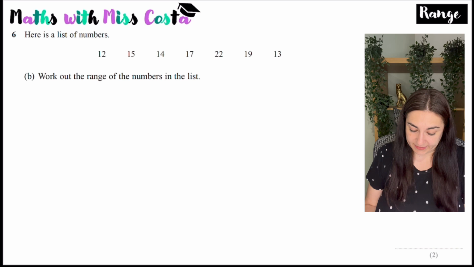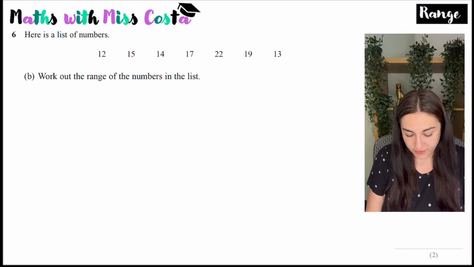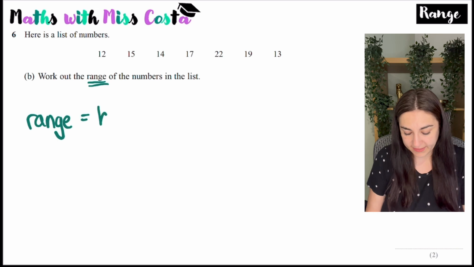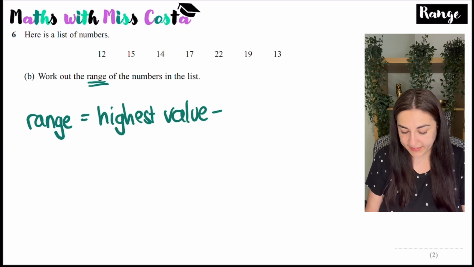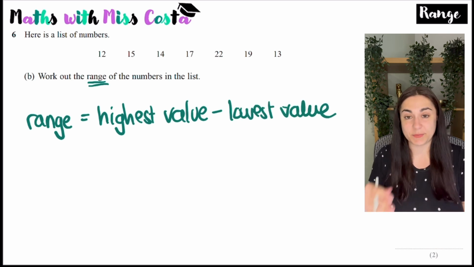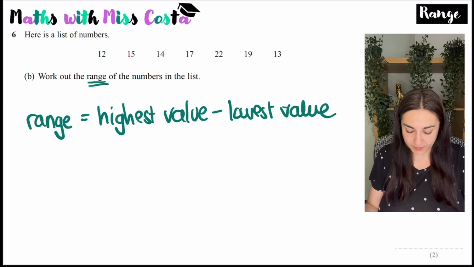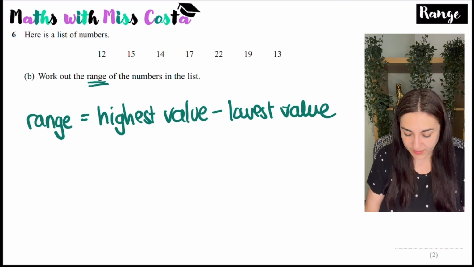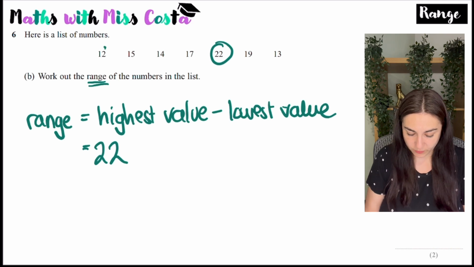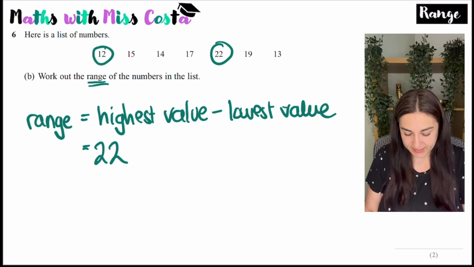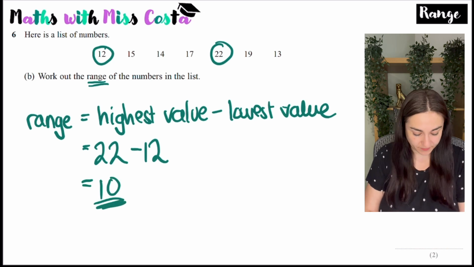Now here's a list of numbers, the same numbers, work out the range. So to work out the range, I always identify the highest value and I subtract the lowest value from it. So I'm trying to find the difference, the distance between the highest value and the lowest value. So the highest value here is 22 and the lowest value is 12. So I do 22 take away 12, so the range is 10.